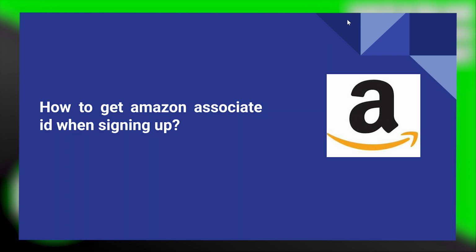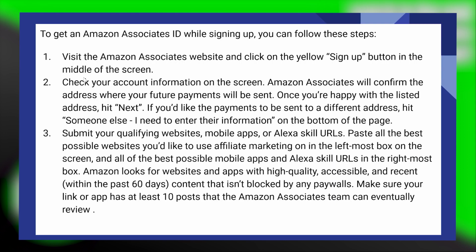Getting an Amazon Associate ID when signing up is very easy to do. Today I'm gonna show you how to do it. Visit the Amazon Associates website and click on the yellow Sign Up button in the middle of the screen.